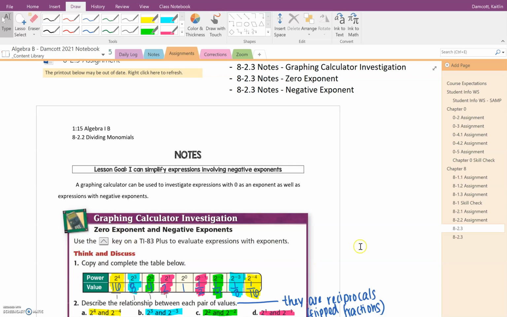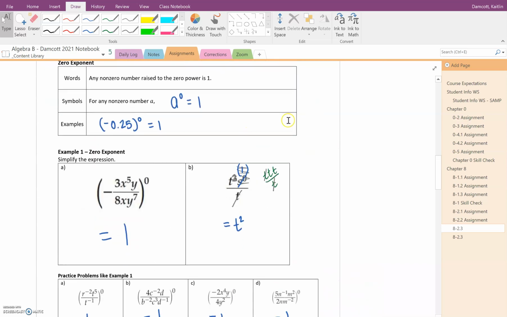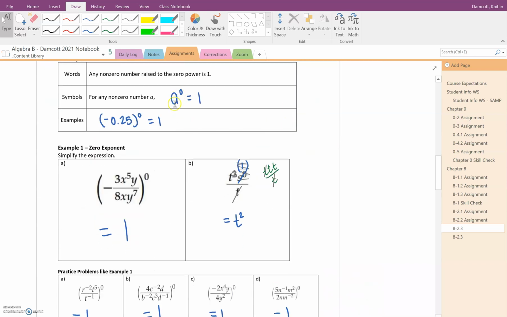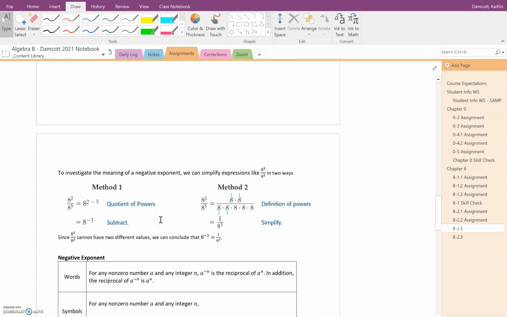Welcome back to the 8-2.3 page. We started the notes in video 1. We looked at the graphing calculator investigation. In the second video, we looked at what happens when you have an exponent of 0. And we determined that whatever you're raising to a power of 0 is going to end up being equal to 1. So if you raise it to a power of 0, you end up with 1. Now, in this third video, we're going to look at what happens when we have a negative exponent.